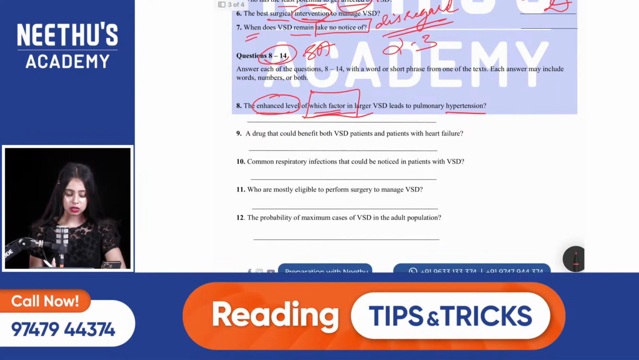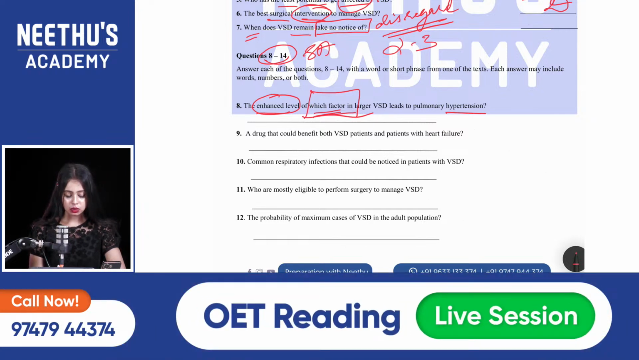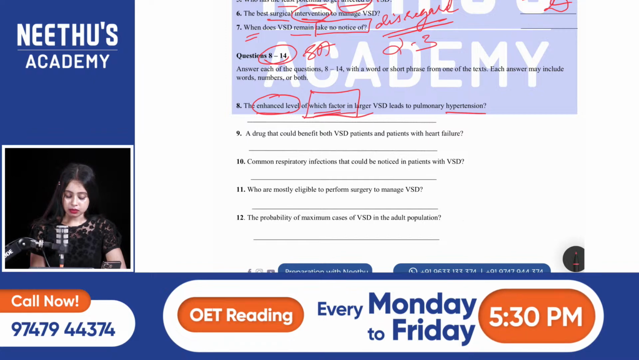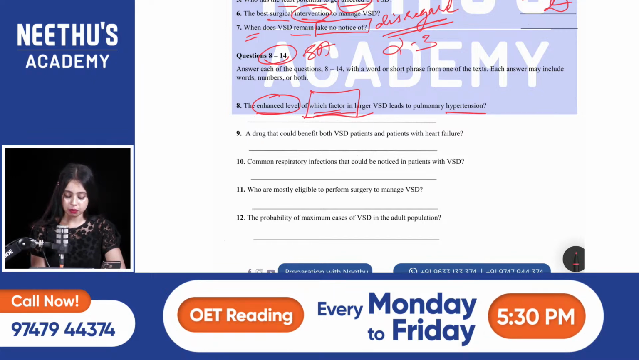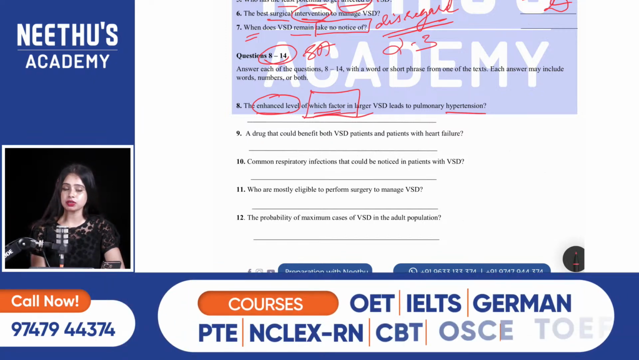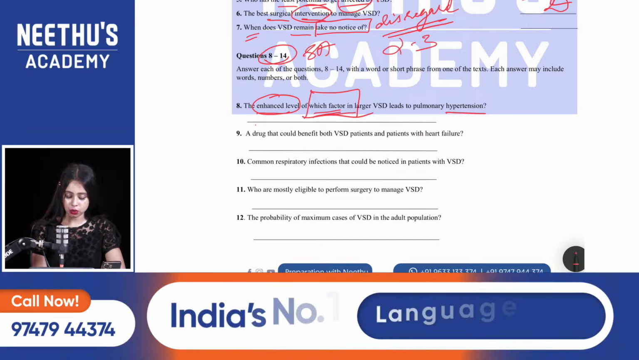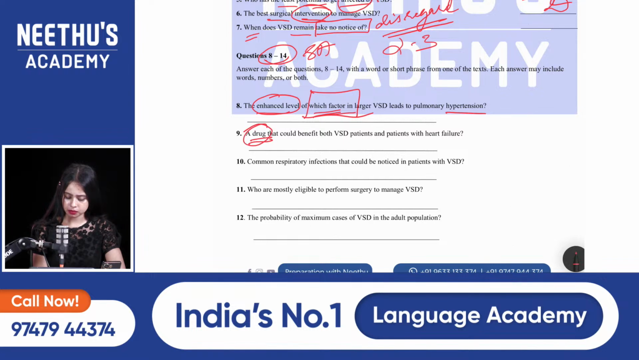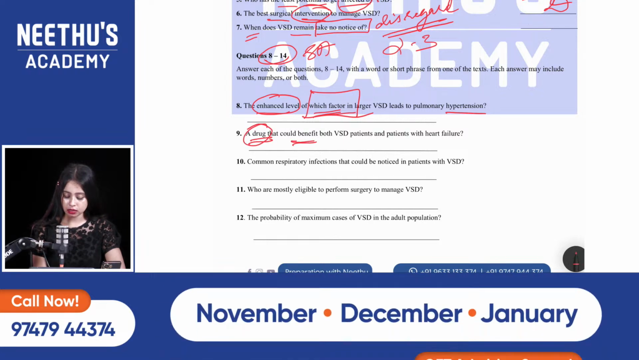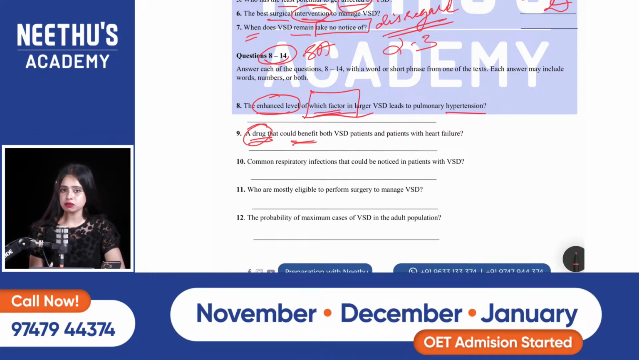Okay, only Alina got the correct answer. Anu also. Yes, Anu, very good. Yes, Vipina, very good. The 9th one: a drug that could benefit both VSD patients and patients with heart failure. So, a drug. What is the name of the drug? Already we have done this question, right?